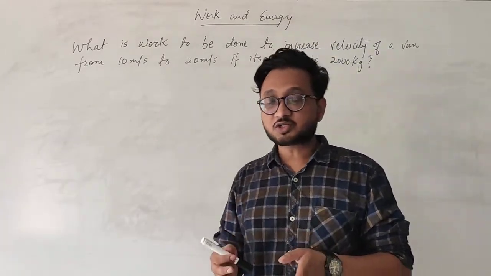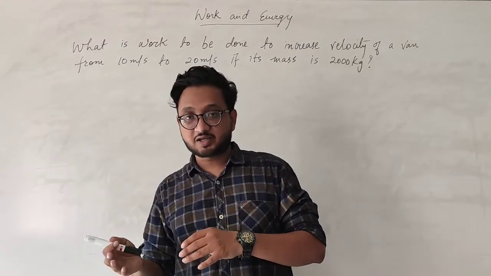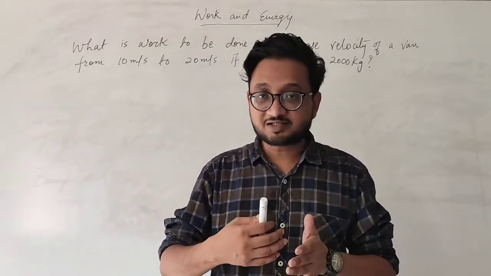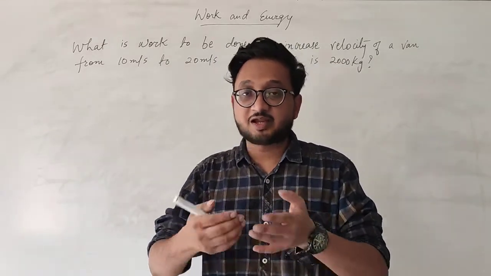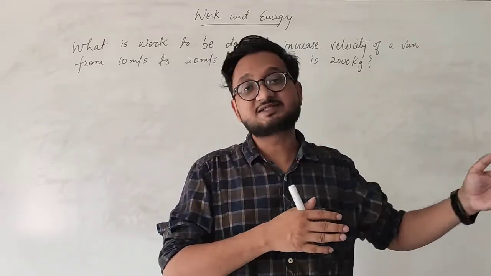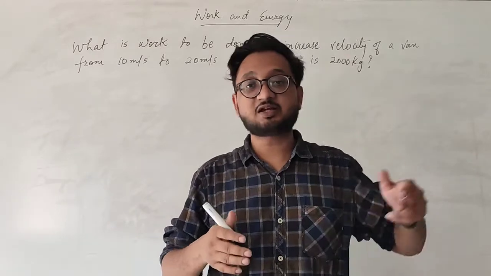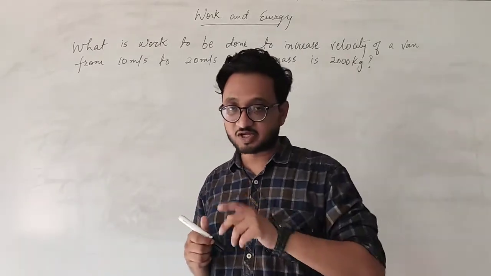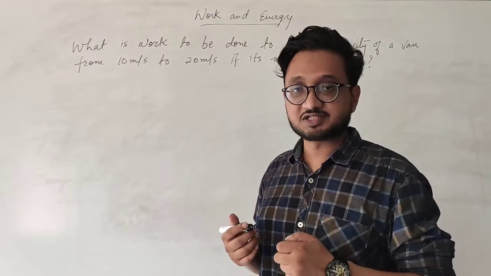So all you need to do is find the final kinetic energy and the initial kinetic energy, subtract the two, find the difference, and you will come to know how much work was done on it. And if that much work is done, then that much energy is transferred, and that is why its velocity moved from 10 meters per second to 20 meters per second. According to that, the kinetic energy is changing.